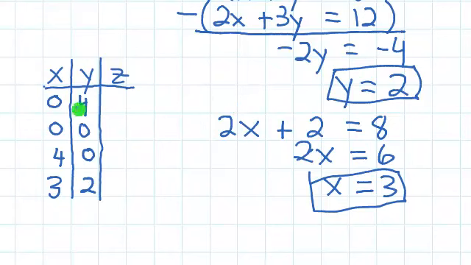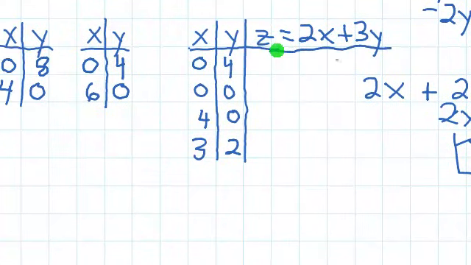Then we just plug each of these points into z, which, if you'll remember, is 2x plus 3y. All right. Well, if I plug in 0 and 4, that's 0 plus 12 is 12. If I plug in 0, 0, that gets me 0. If I plug in 4, 0, that gets me 8 plus 0 is 8. And then 3, 2 gets me 6 plus 6 is 12.